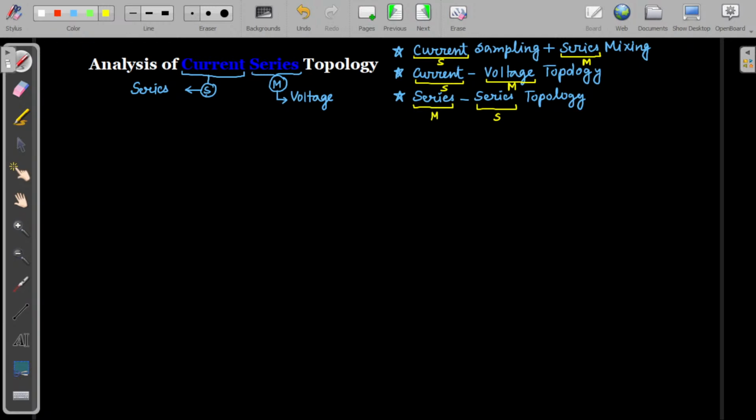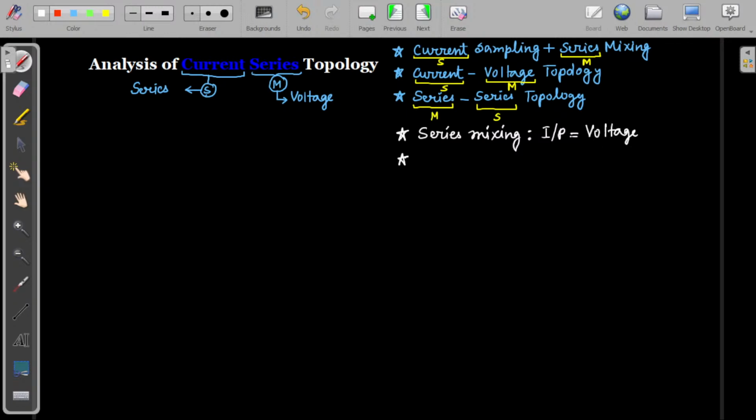Now आपका जो मिक्सिंग हो रहा है, in this case you can see the mixing is series. That means you are mixing the voltage. So that means the input, since we are doing the voltage series mixing, that means we are mixing the voltage. So the input parameter of the amplifier must be voltage.